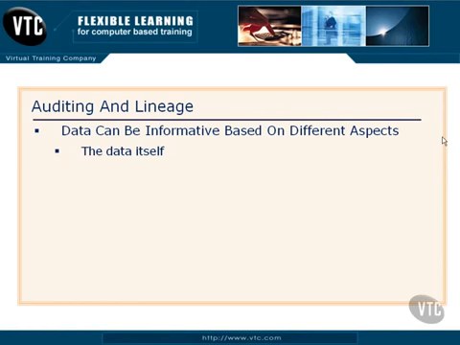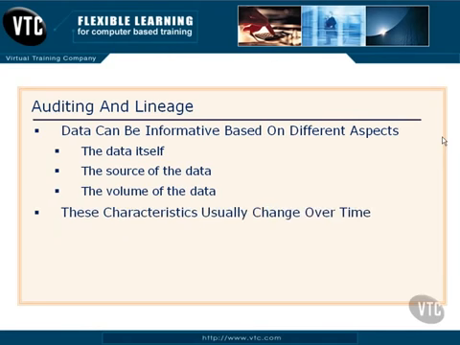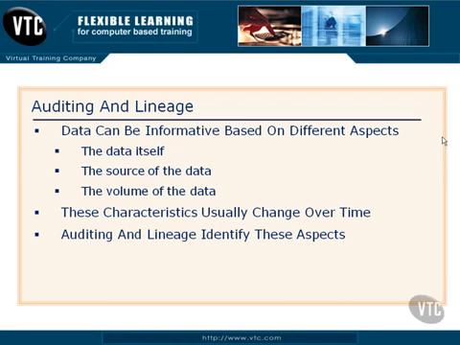Now, data can be informative based on different aspects. First of all, the data itself may tell its own story. The source of the data may flavor or change the color or the meaning of the data. The volume of the data can tell us things about the data. And these characteristics all may change over time, and as a matter of fact, they often do. As our business grows, as the economy grows or shrinks, as different things happen, it's going to affect our business, and that's going to affect our data.